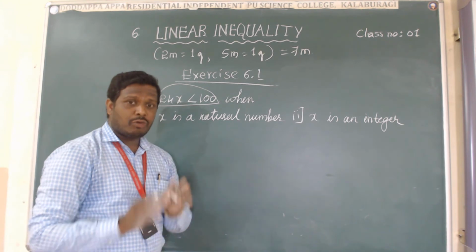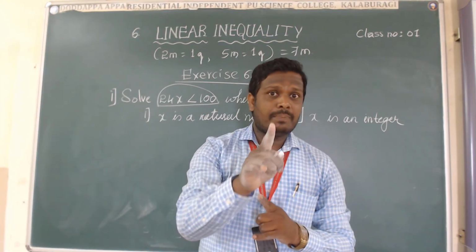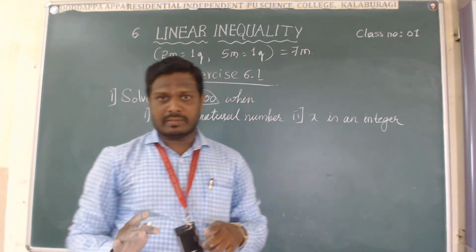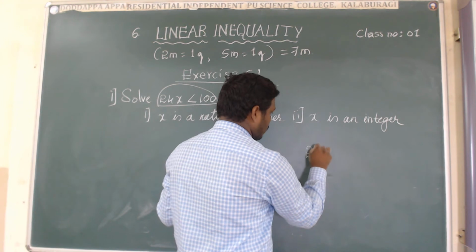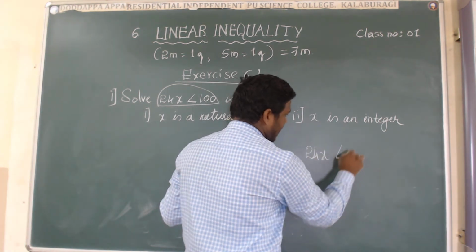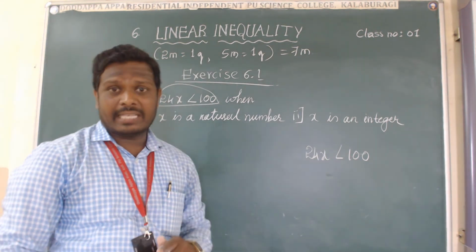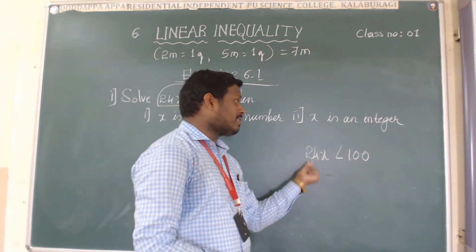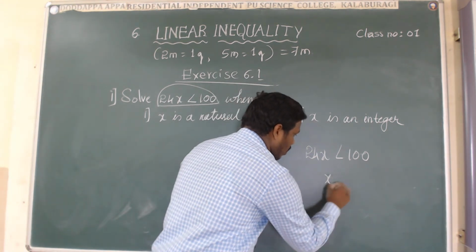Up to getting the coefficient of x as positive 1, we use the two rules. Getting my point? The given statement is 24x is less than 100. For writing the value of x, we have to simplify this given statement up to getting the coefficient of x is 1.